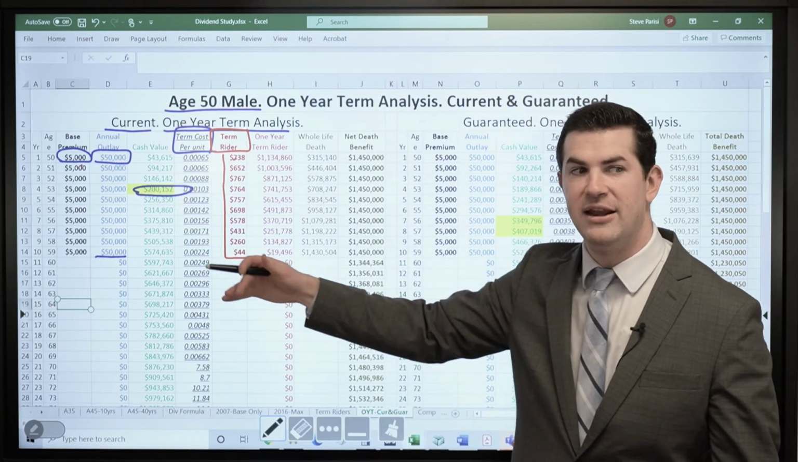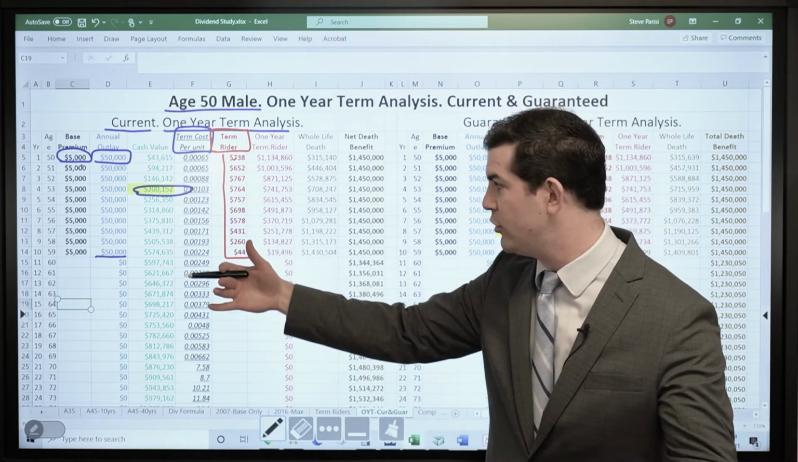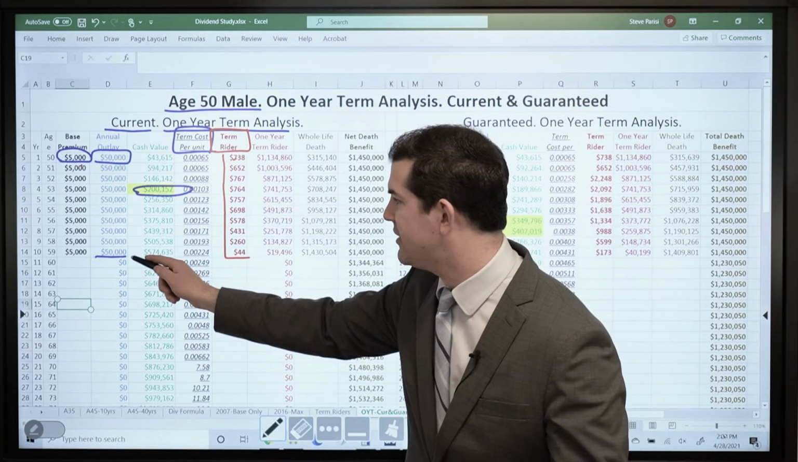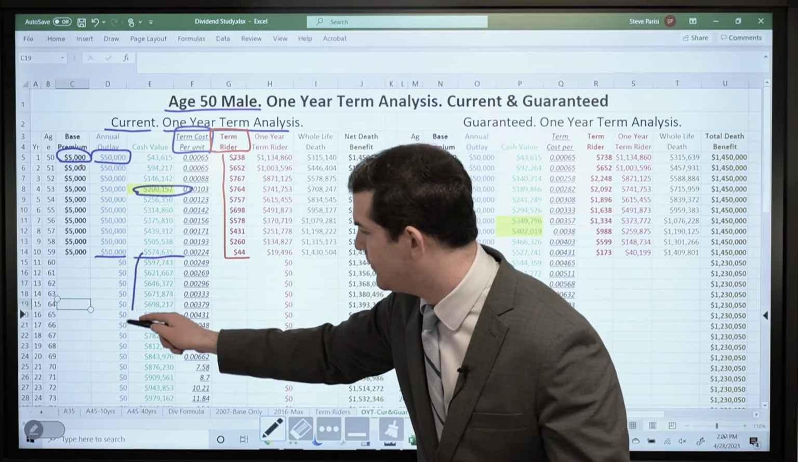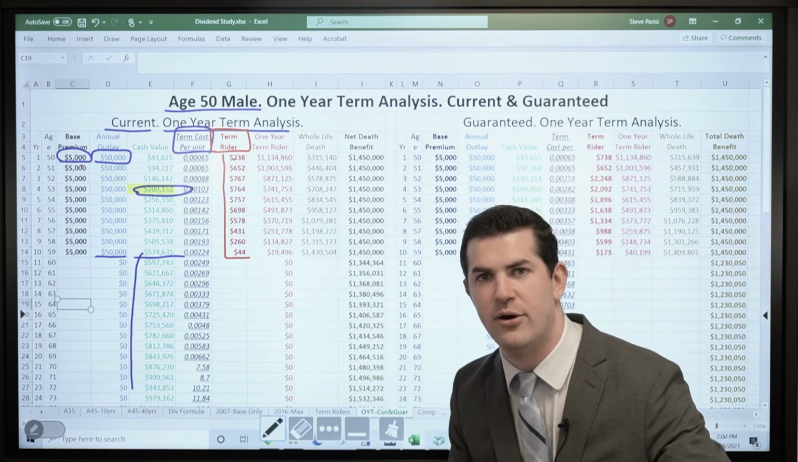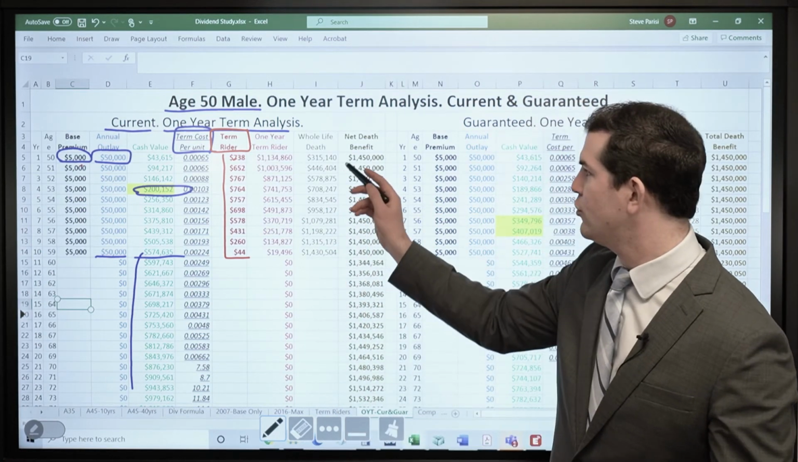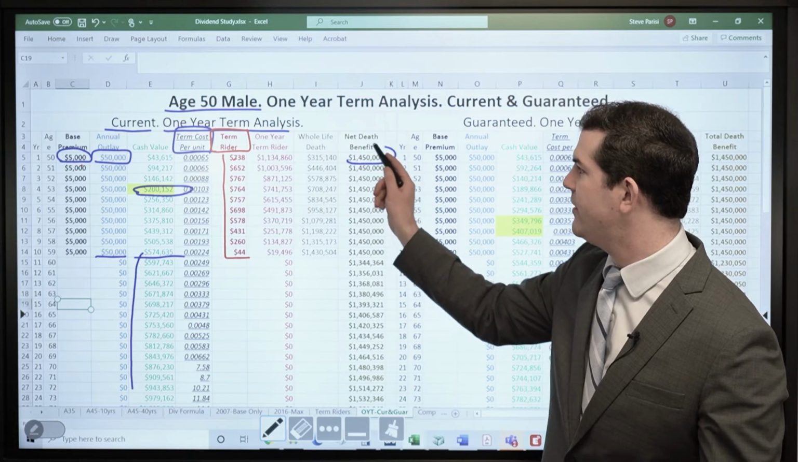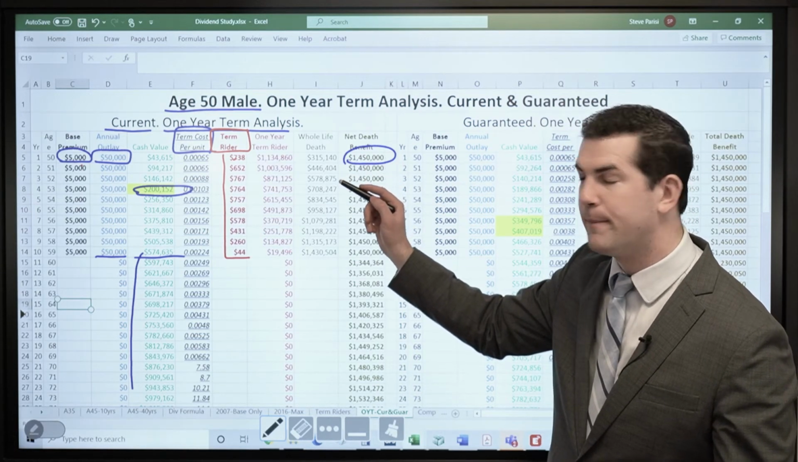Break even point, year 4. He's paid in 200,000. He has 200,000 at that point in time. Nothing after year 10. Money keeps on growing. Where we mentioned term rider comes down, whole life comes up. So look at this. Net death benefit, 1.45 million.